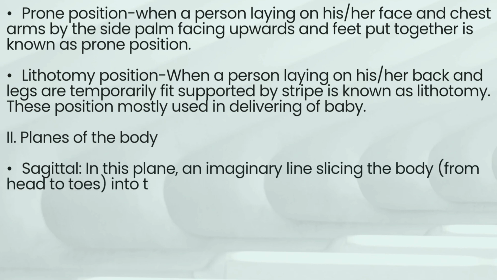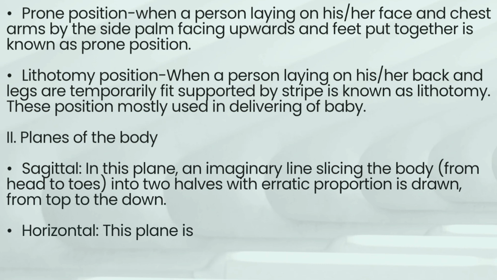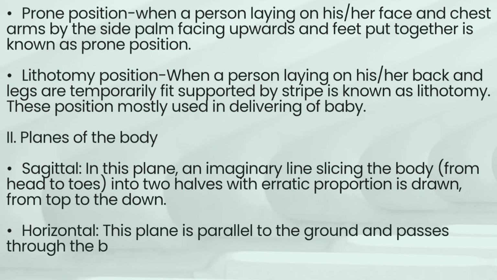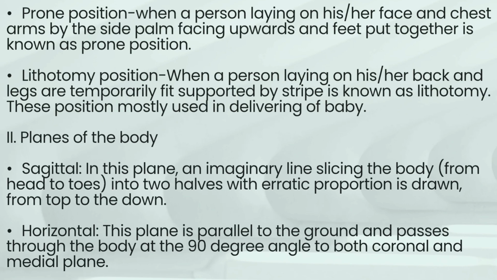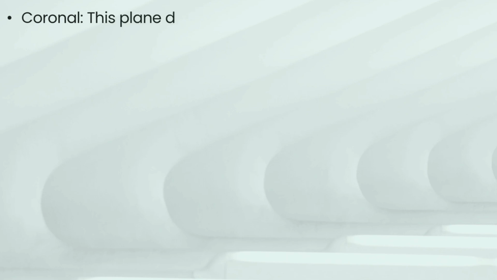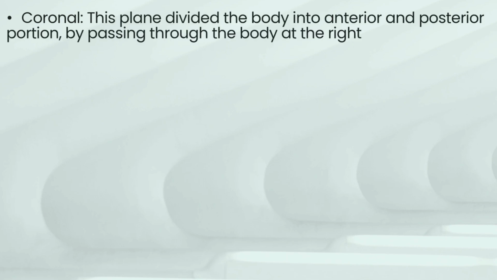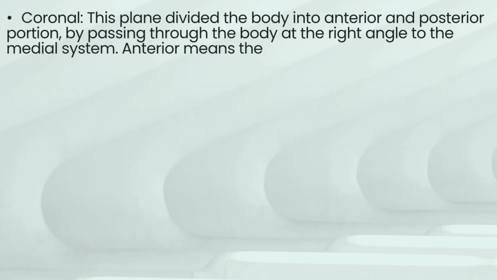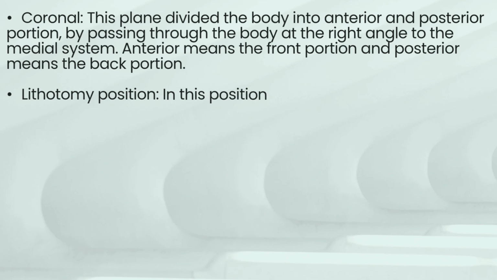Planes of the body. Sagittal. In this plane, an imaginary line slicing the body from head to toes into two halves with unequal proportion is drawn from top to down. Horizontal. This plane is parallel to the ground and passes through the body at a 90-degree angle to both coronal and medial planes. Coronal. This plane divides the body into anterior and posterior portions by passing through the body at a right angle to the medial plane. Anterior means the front portion and posterior means the back portion.